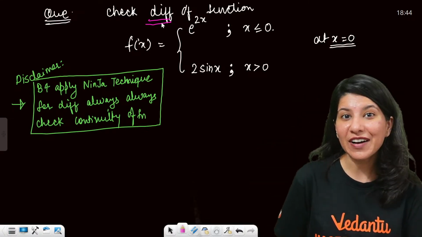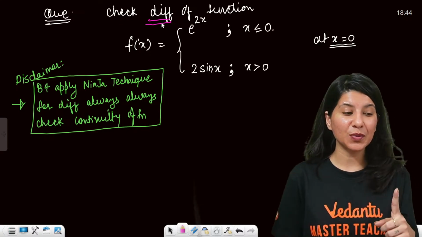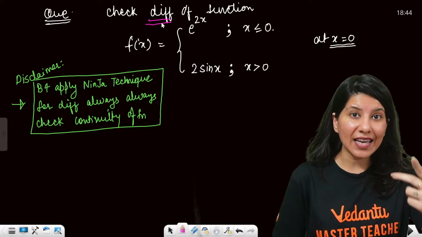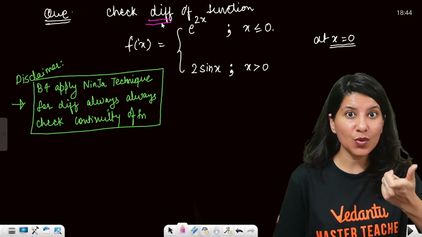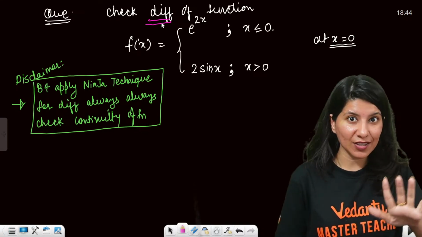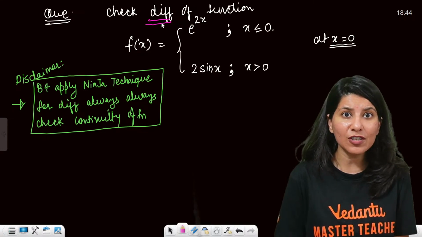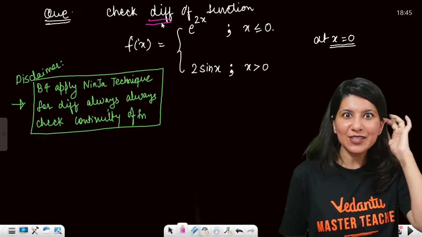Why will you do that? Because you are Ninja Ma'am's student, and Ninja Ma'am has told you that before differentiability, there is a step called continuity. You can't jump into differentiability before continuity. If this function is discontinuous, then we will not talk about differentiability. So let's do that.